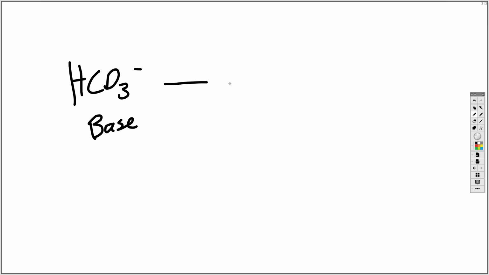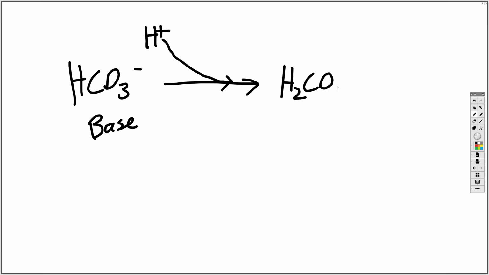Now conjugate acids is just kind of the opposite. Okay, you start with a base. So let's start with bicarbonate. This is our base. And you ask yourself, well, what's going to happen if it gains a hydrogen? Because that's what bases do. Then you're going to have H2CO3. So the conjugate acid is just the base after it accepts its hydrogen. This is the conjugate acid.